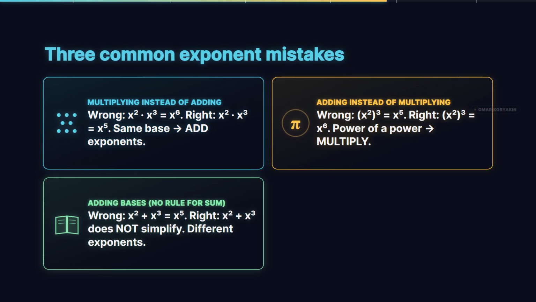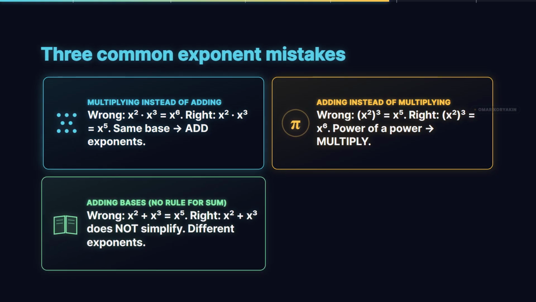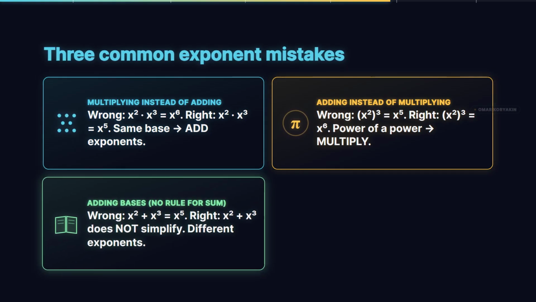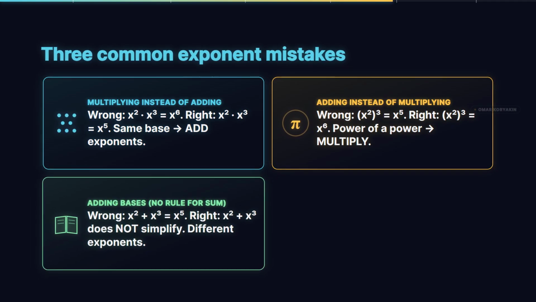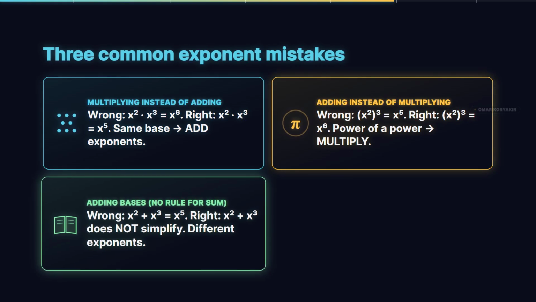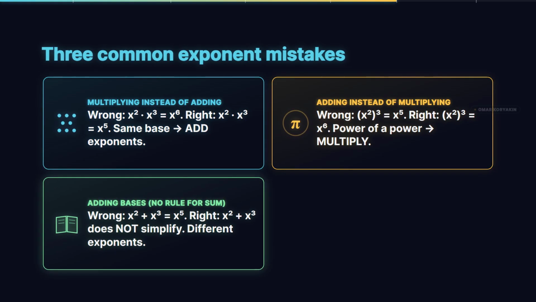That answer is wrong, and there is no exponent rule for the sum of two powers in general. The expression x squared plus x cubed cannot be simplified further unless x has a specific value. The visual cue is the plus sign between the two groups. Addition of powers does not collapse into a single power, ever.